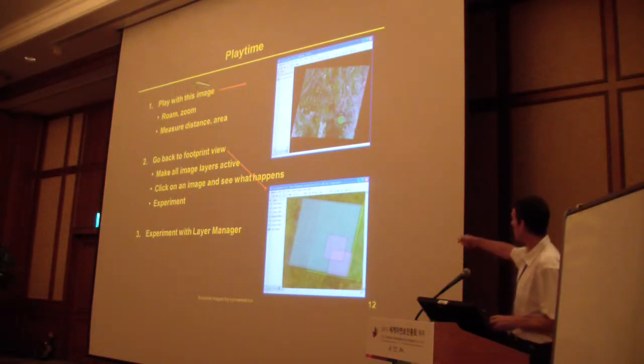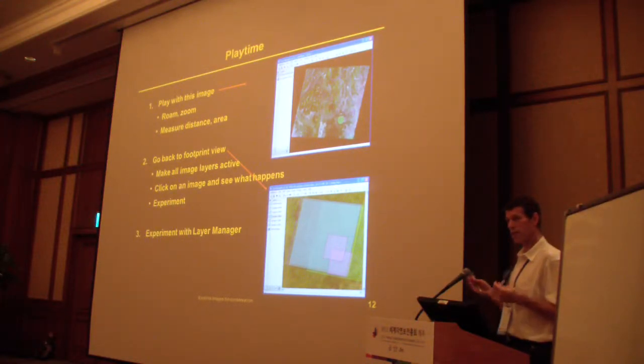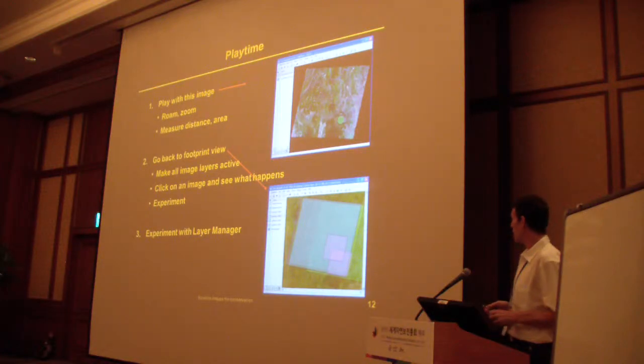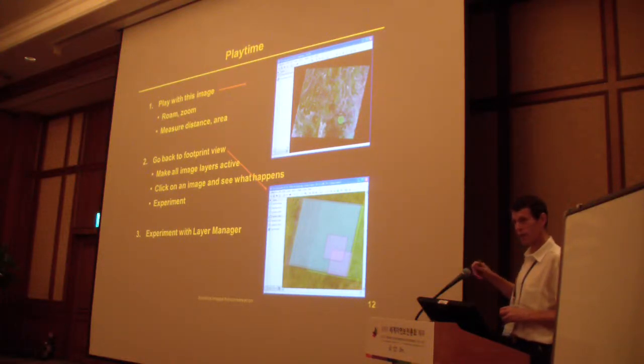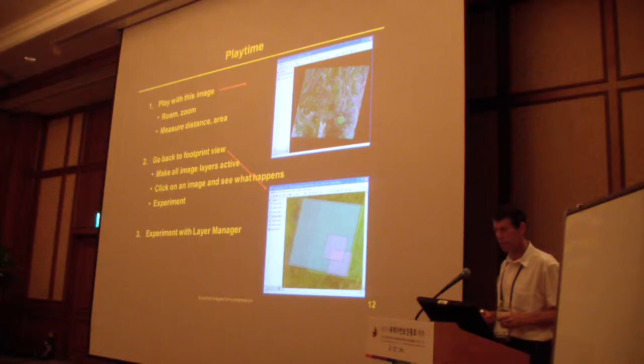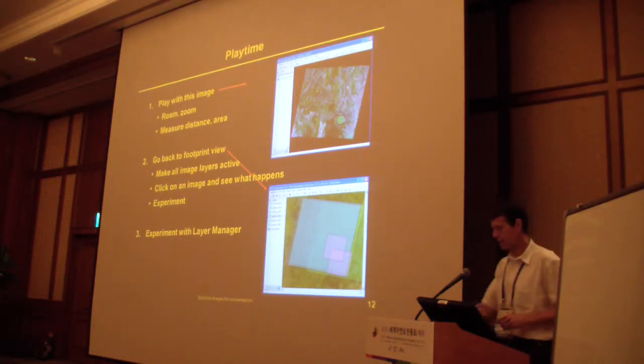So if you're ready to play, then play around with the image by roaming and zooming and using the measure tools. Then why don't you go back to the footprint view and make all the image layers active, every single one. And then click on an image and see what happens. You'll see it's different when all the layers are turned on. Then just start to experiment with that and with the layer managers. I think you'll see some things that are a little bit different that we haven't talked about yet. So just go ahead and do that, and Mike and I are going to wander around and see how you're doing.